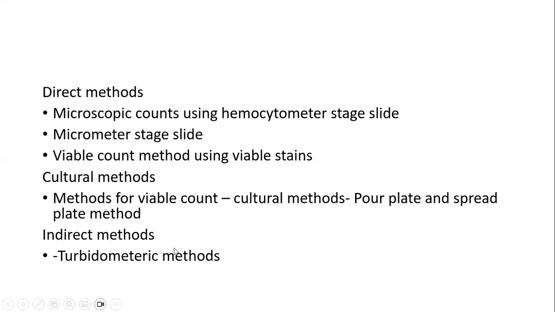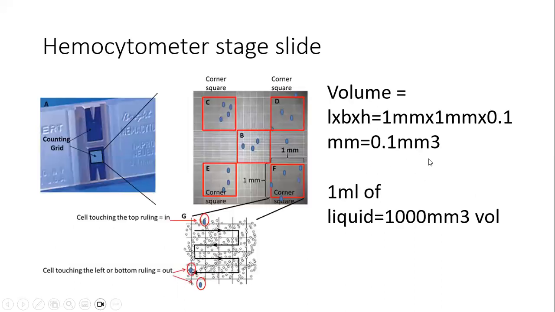There are other methods that are indirect methods, where we are not actually measuring each and every cell, but we are correlating it with some of the parameters associated with the growth, such as turbidity. As the growth increases, the medium will become turbid. So you can correlate the two. The more the turbidity, the more the growth. So we'll look at each of these methods.